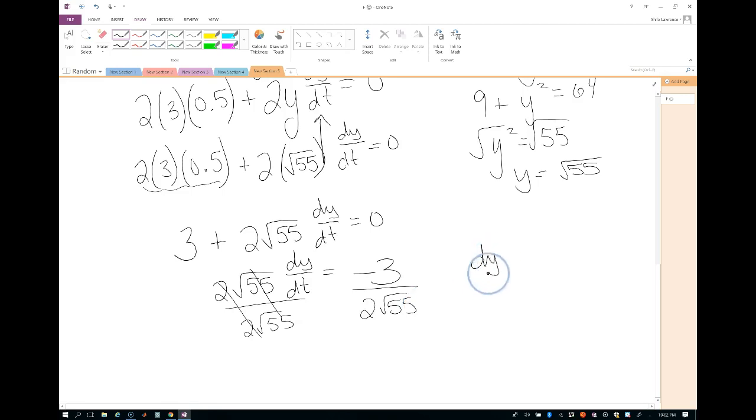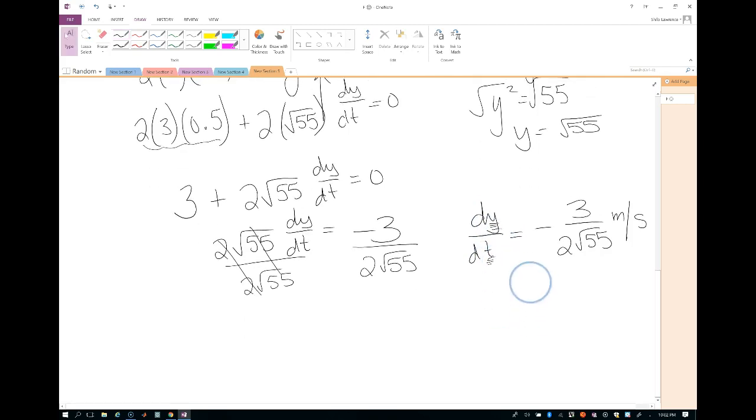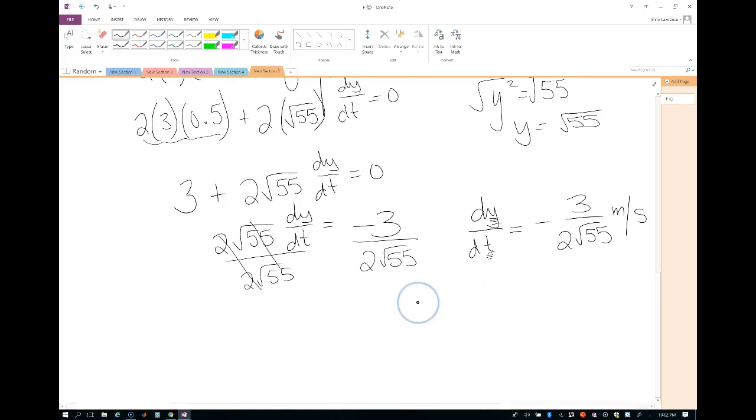And this tells me that dy dt, which is the rate at which the top of the ladder is sliding down the wall, is negative 3 over 2 radical 55. And this is meters per second, because y is being measured in meters and time is being measured in seconds. If you want to change this to a decimal, you need to be really careful how you type this in your calculator, because we technically have a multiplication there in the denominator. So we would have to type this in as negative 3 divided by parentheses 2 radical 55.